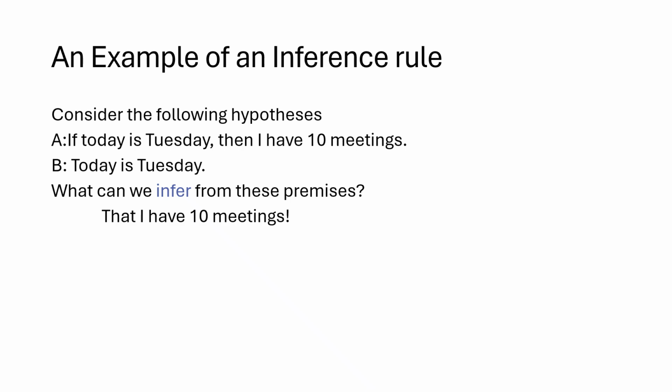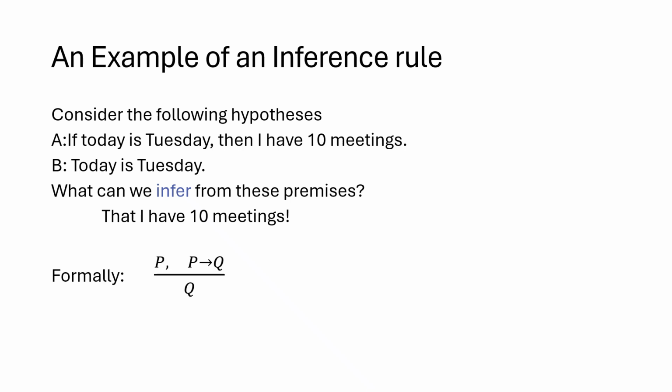Right? We can say that, okay, it follows that if today is Tuesday, and also if today is Tuesday, then I have 10 meetings. It follows that I must have 10 meetings today, right? So this is a logical argument, and you can see that it's a valid argument. But really, we don't need to go through the hassle of creating a truth table and looking at all cases and so on and so forth, right?